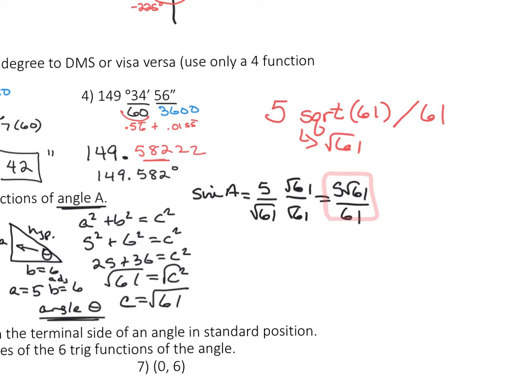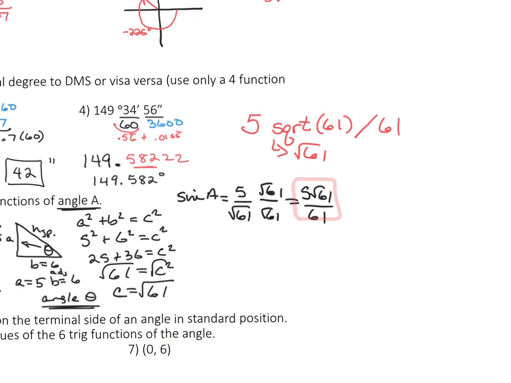So now we need to finish this question. All we found is 1 and we need 6. So now let me find the reciprocal to sine, which is cosecant. I flip it: square root of 61 over 5. And I leave it because the radical can be in the top.